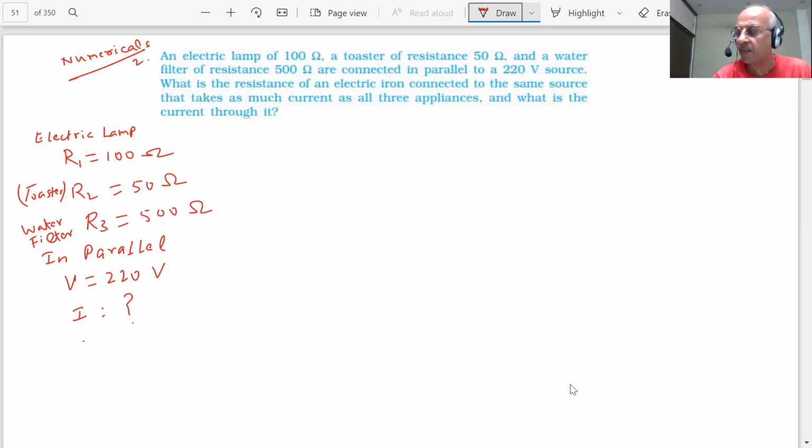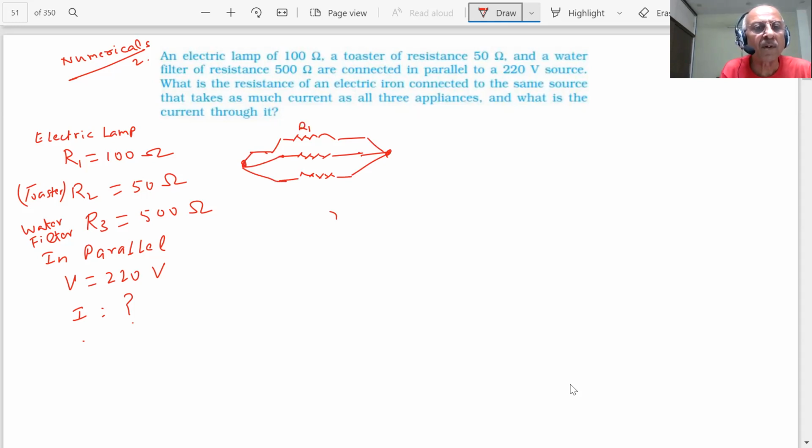Important question, student. Numericals on electricity will be asked in the paper. If I connect R1, R2, R3 in parallel, student, you already know they are in parallel. What happens in parallel? They are all connected to the same point, student. This is a parallel combination.